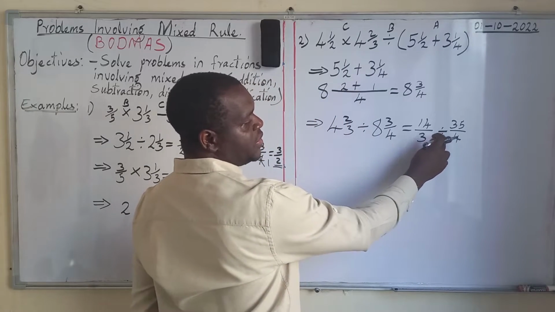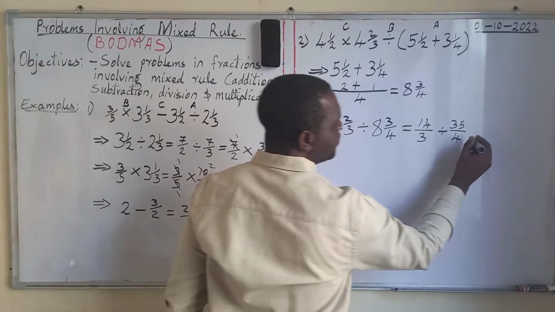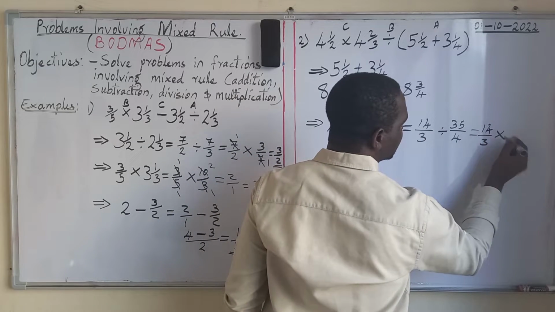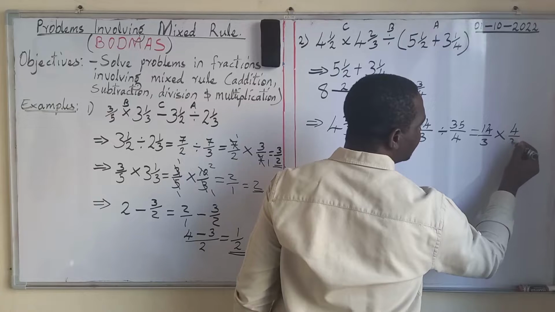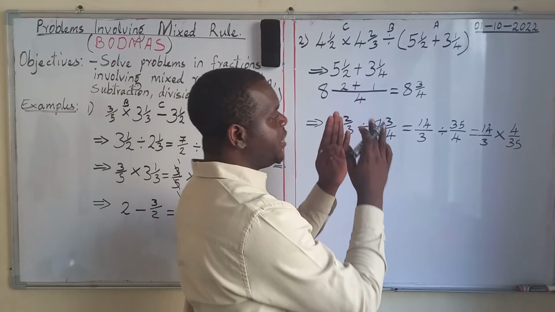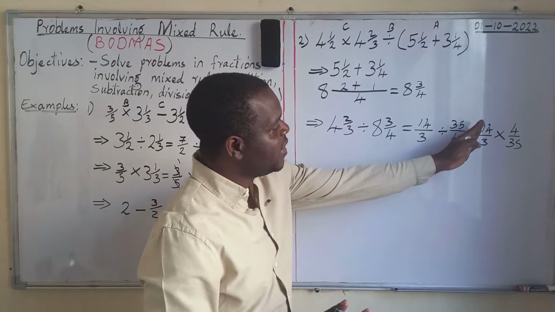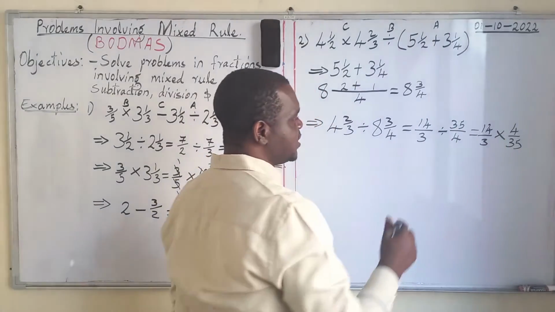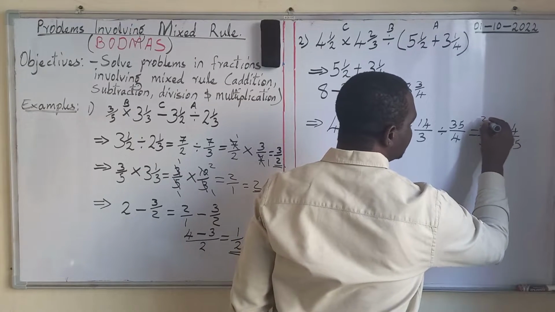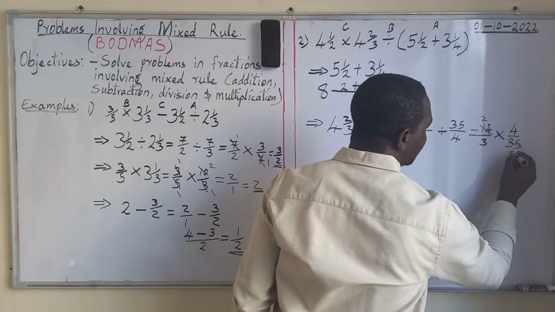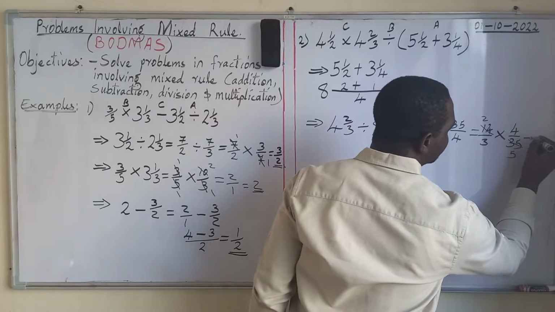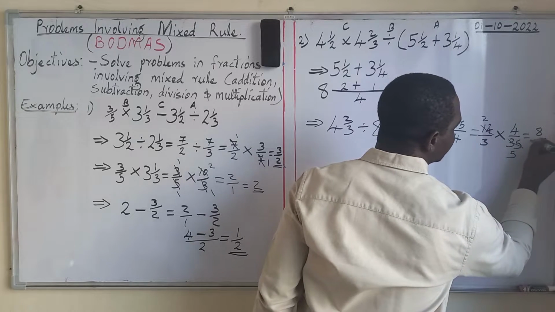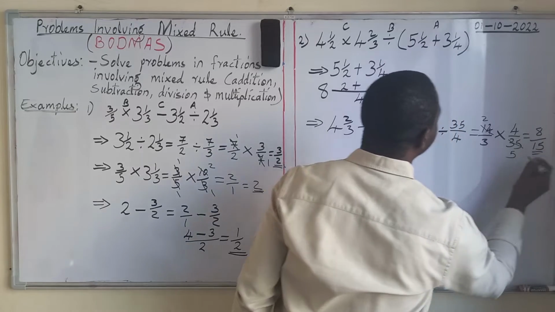Here we are going to change the sign and invert the second fraction before we simplify, and this will be 14/3 multiplied by 4/35. Here, any numerator and denominator that can divide, here we have 14 and 35. They have 7 as a common factor. So 7 into 14, 2 times. 7 into 35, 5 times. Nothing else, so we multiply across. 2 times 4 is 8, and 3 times 5 is 15. That's the answer at this level.